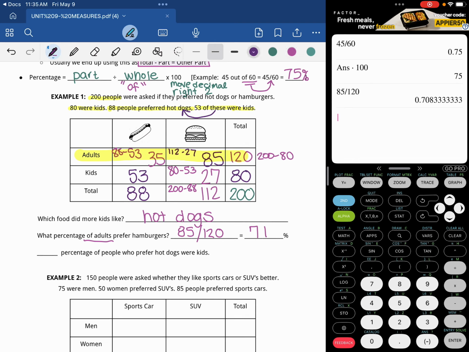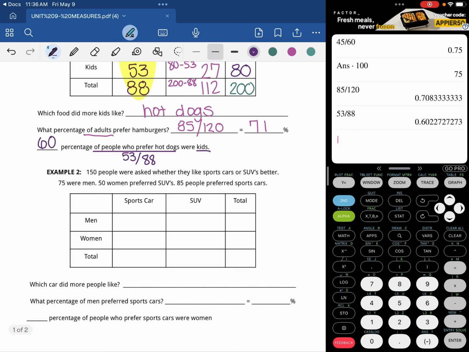The next part says percentage of people who prefer hot dogs were kids. So that means that we are looking at the hot dogs column right here, which has 88 total on the bottom, and kids is 53 out of this 88. That's 60% with a 2 afterwards, so it stays 60.